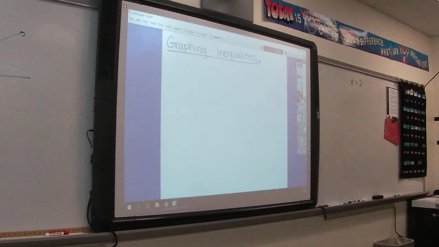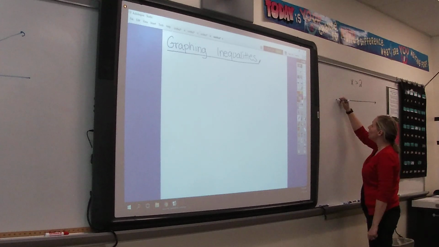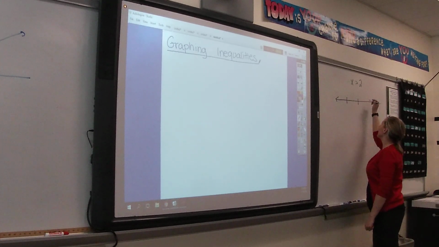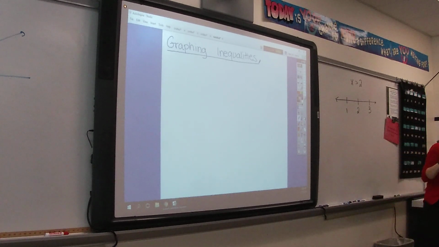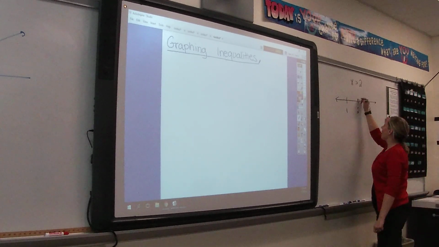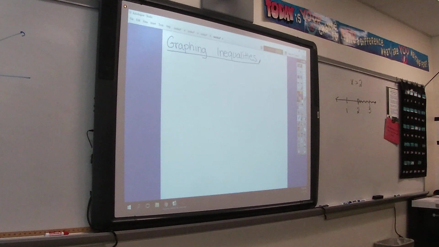So last trimester, we talked about something like x is greater than 2. If we had something like x is greater than 2, how did we graph this? Okay, so we had a number line. And what did we put on our number line? 1, 2, and 3. And then what? So we'd be going this way with an open circle. Okay, why? Why did we do that?